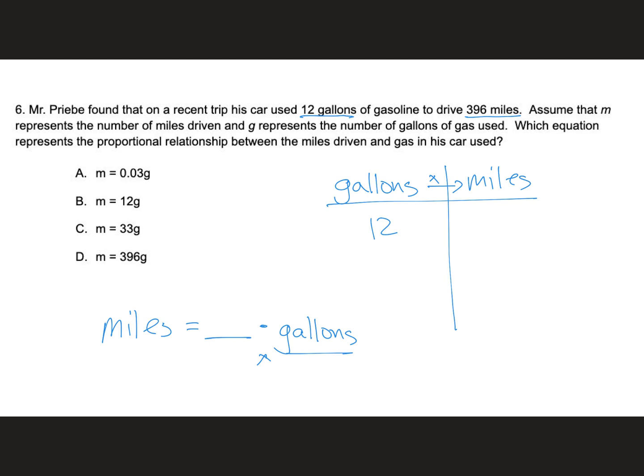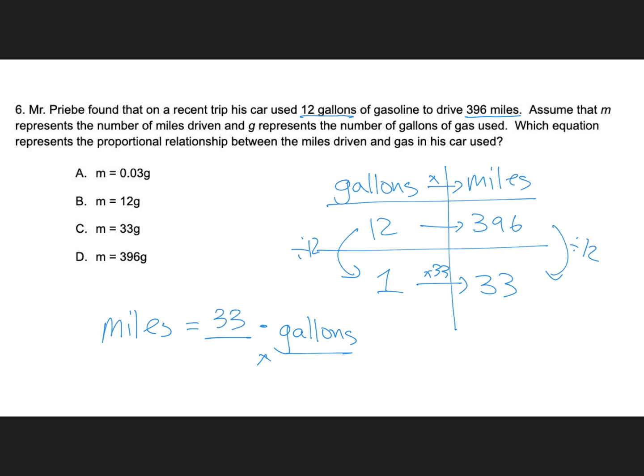So we know that he uses 12 gallons to drive 396 miles. So what's my constant proportionality? Or I can think about in 1 gallon he's going to drive how many miles? So 12 divided by 12 is 1. 396 divided by 12 gives me 33. So my constant is 33. So gallons times 33 will tell me how many miles he's going, and therefore my correct answer is C.